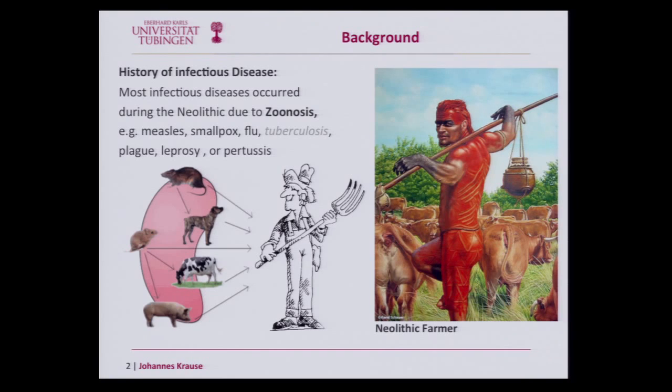And it is believed, at least today by many researchers, that from those animals that humans domesticated, they actually received a lot of the pathogens that cause infectious disease in humans today. And there are examples here: measles, smallpox, flu, tuberculosis potentially, plague, leprosy, pertussis, all examples where you would find the closest relative of this human disease in one of our domestic animals, and therefore it has been hypothesized that it was actually transferred from those animals to humans. And that's a process that is also called a zoonosis.